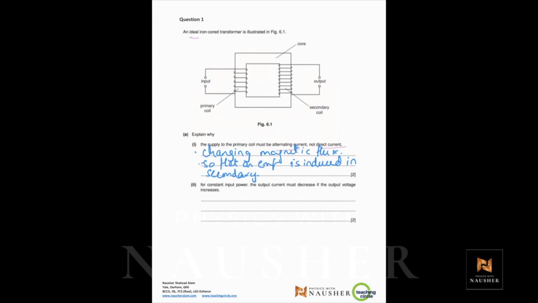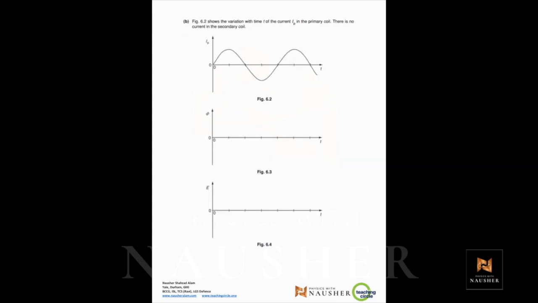Then for a constant input power, the output current decreases if the output voltage increases. So basically you have to explain that P is equal to VI. If P is constant, then V is inversely proportional to I, which means that if current increases, voltage will decrease. And just remember that you must mention that this is the output power, which must be kept constant.